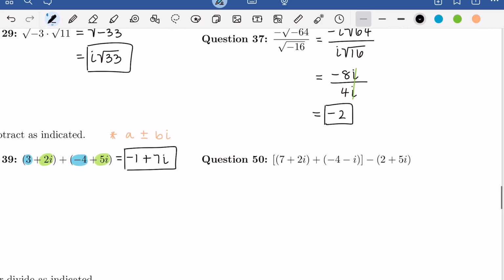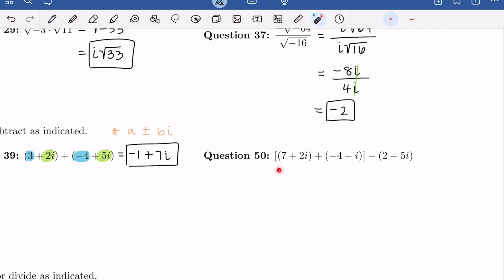All right, let's look at question 50 here. We're again going to add and subtract our real and imaginary parts. So let's look at what's inside of our brackets here. We want to focus on this guy first. Now we're adding these two complex numbers, and there's nothing subtracting or multiplying anything outside of our parentheses, so we can drop those. Now we're going to add our real parts together and our imaginary parts. So we're going to end up with, inside of our brackets, 3, because we have 7 minus 4. And then we have 2i minus i, so this will give us a plus i.